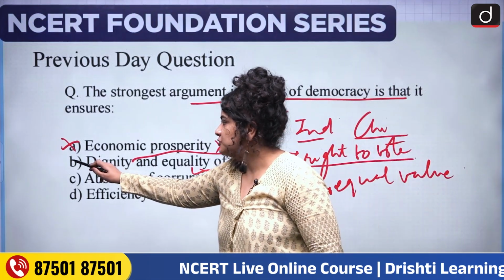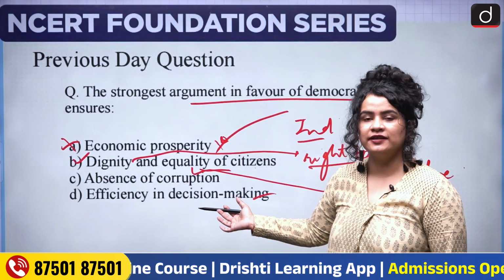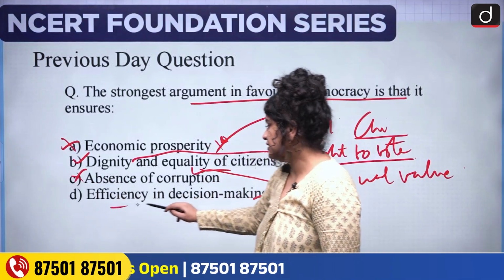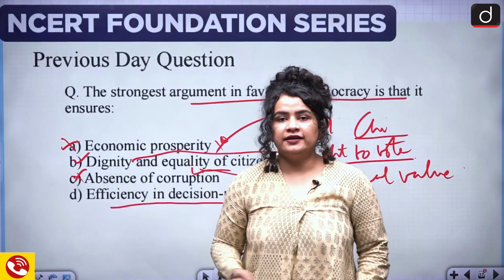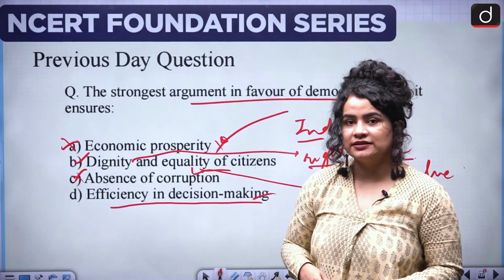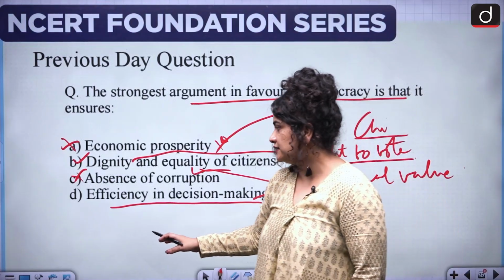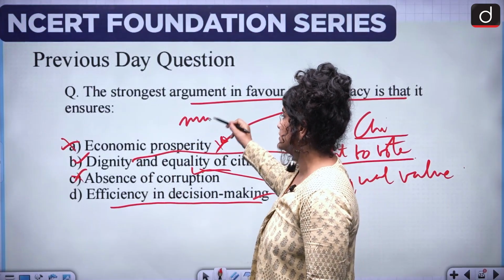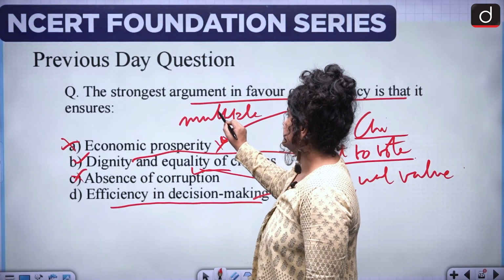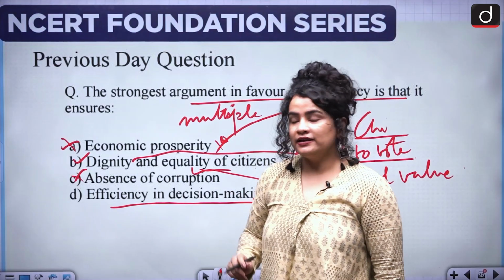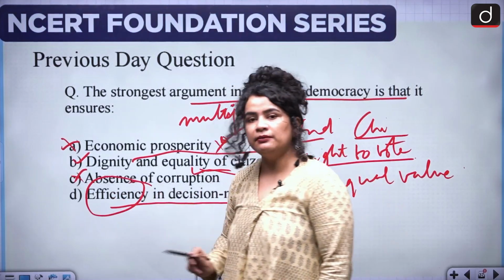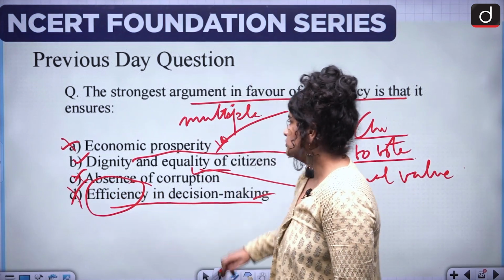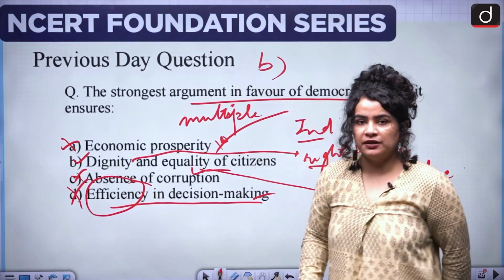C, absence of corruption. We can consider the case of India, and you can judge this for yourself. And D, efficiency in decision making. Now recall that in the preceding session we discussed that because of the involvement of multiple stakeholders, democracies often experience delay in decision making. Now this doesn't seem like efficiency to me. So with this you can easily rule it out. So we have the correct answer, which is option number B.